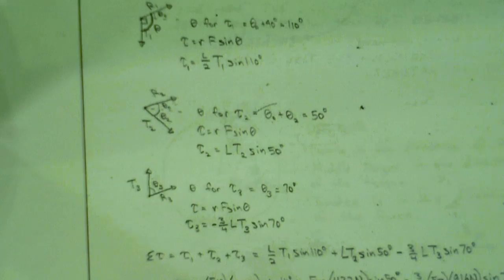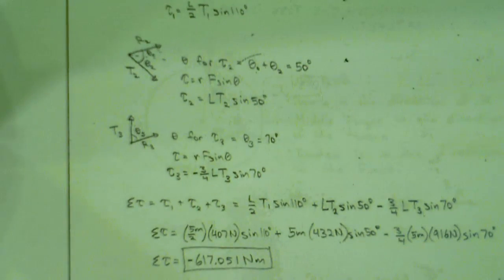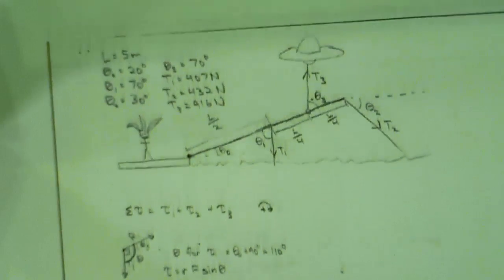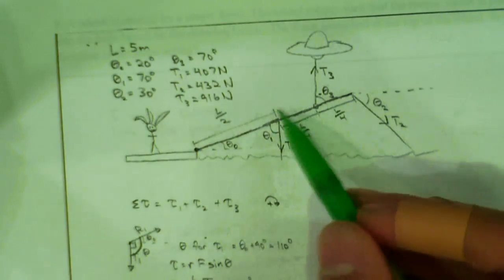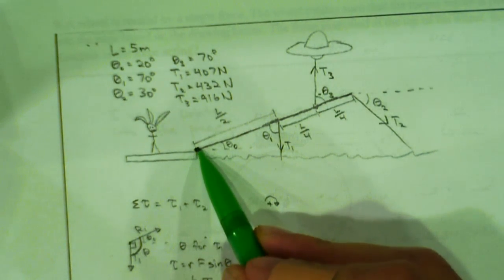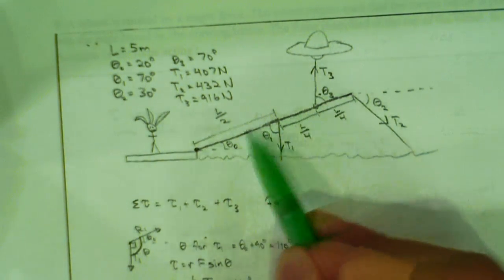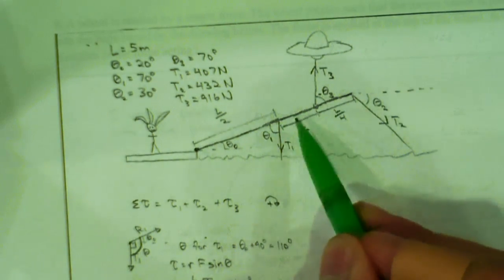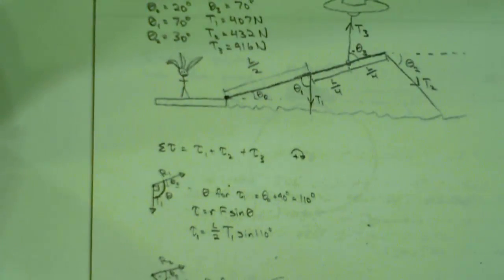For torque 3, why was your radius 3/4? Okay. So it's 3/4 because we need the length from the end of the rod. So we have L/2 here plus the L/4. All right. Any other questions on this problem?